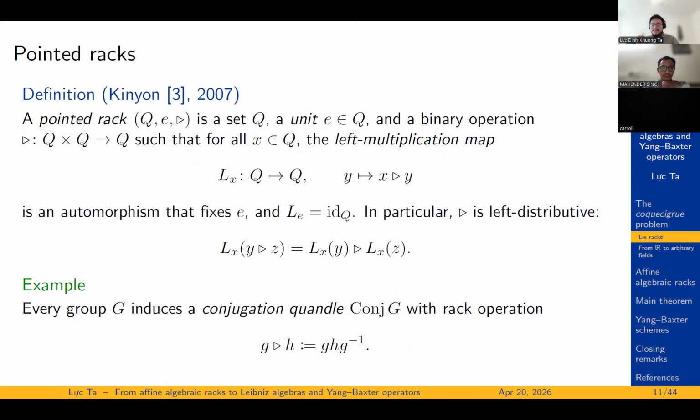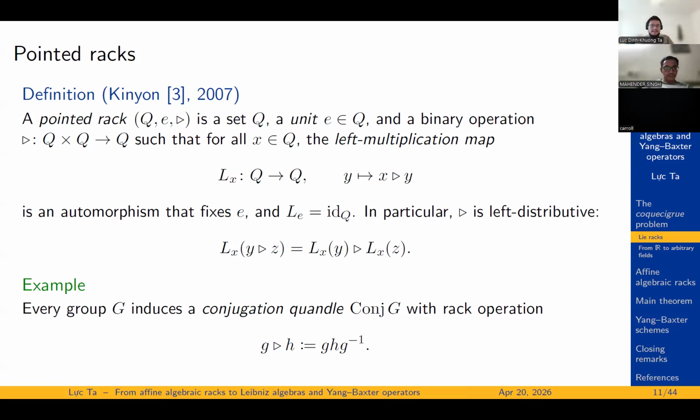So in 2007, Kinyon made the observation that a rack can be defined as a structure with a binary operation such that if you fix the left variable, then you get an automorphism. And that morally should be similar to the fact that a Leibniz algebra can be defined as a vector space with a multiplication such that if you fix the left variable, then you get a derivation. And then he wanted to add a point, a unit, to give you a point that you can take the tangent space at to get a Leibniz algebra.